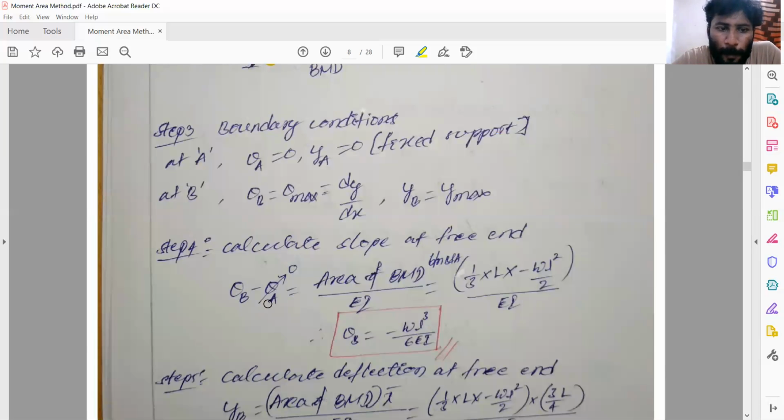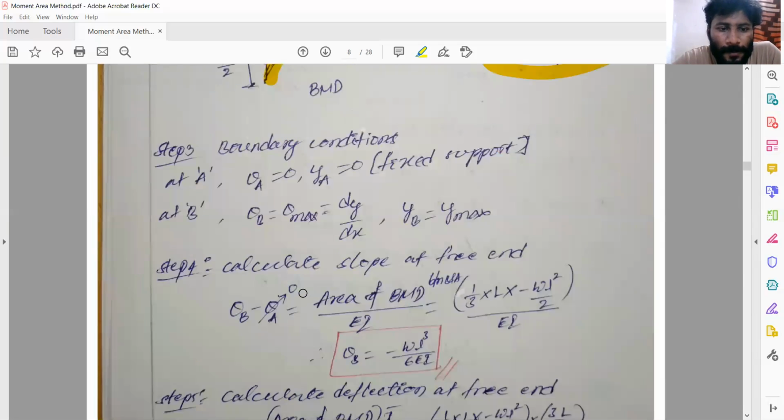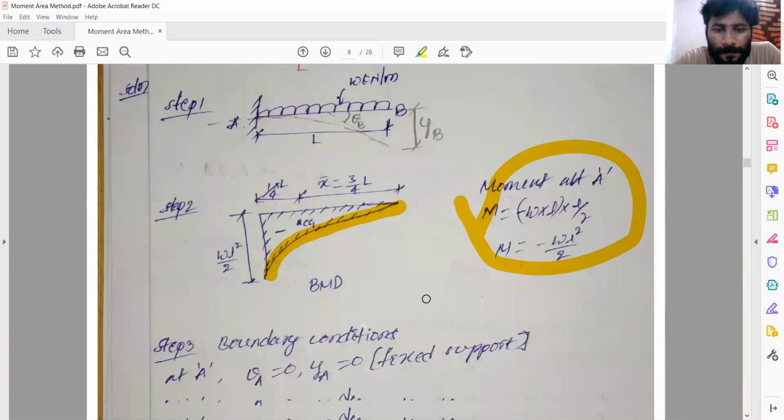Calculate the slope at the free end. The same again, theta B minus theta A. B and A, we want to find the slope at B with reference to A. So already theta A is equal to 0. Area of BMD between B and A, divided by EI.